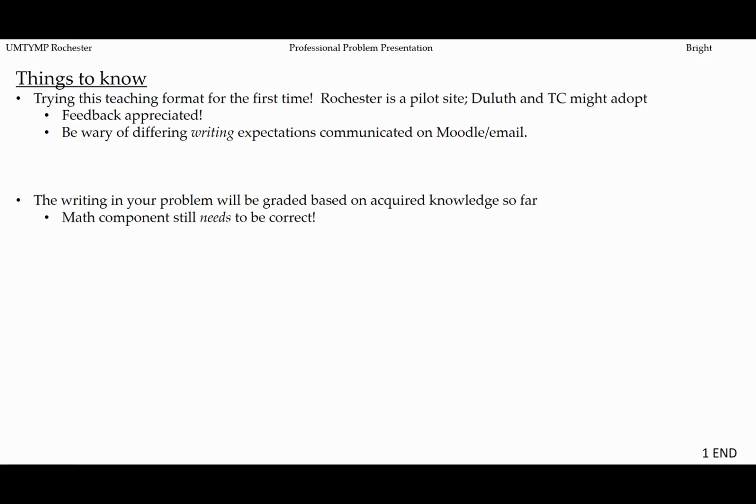Okay, that writing grade, remember it's 3 points for writing, that is going to be graded each week based on acquired knowledge so far. Okay, the math, you're kind of stuck with that. That's still going to be 5 points, but the writing part is going to be based on what we know so far. So for example, if you submit week 3's professional problem, that's going to be graded based on week 1, week 2, and week 3. Okay, so any expectations that we've developed in weeks 1, 2, and 3, you should use those in writing your professional problem.